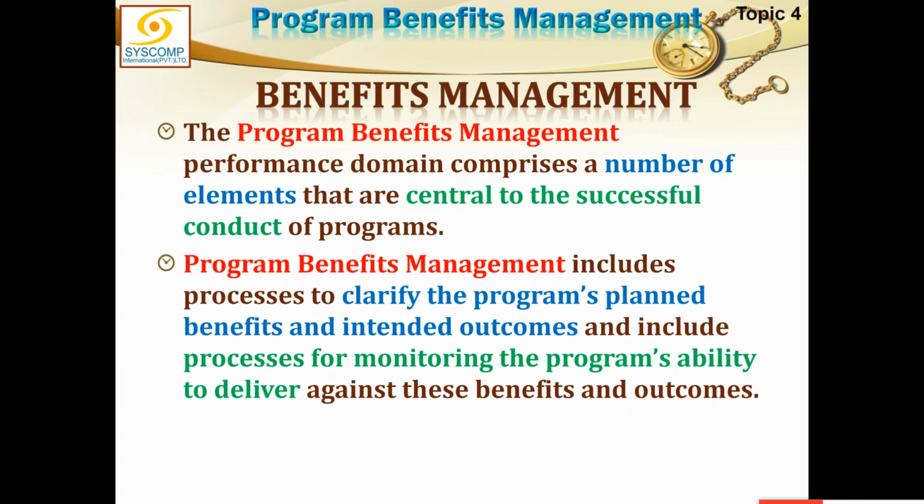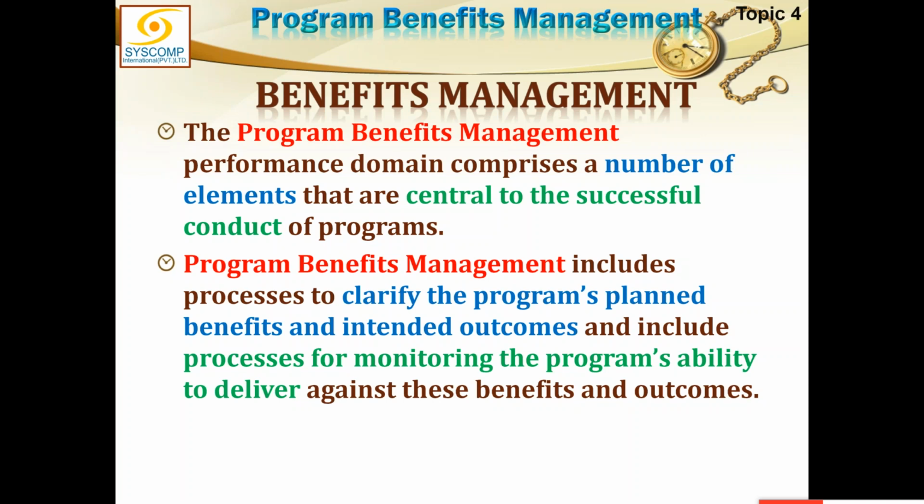Program benefit management includes processes to clarify the program's planned benefits and intended outcomes. So, what are we talking about? We are talking about the planned benefits and intended outcomes. Both of these things are at the stage of planning. So, when we conceive what all benefits this program is going to bring about, that conception, that planning, is what the benefits are compared with later. Naturally, the planned benefits, and the intended outcomes also, are planned in the analysis and planning.